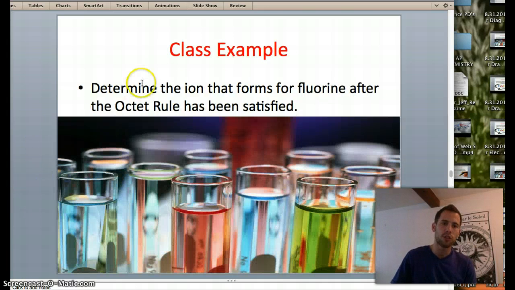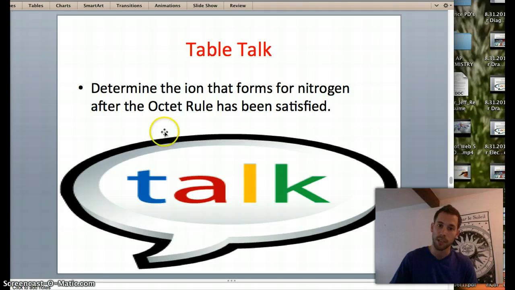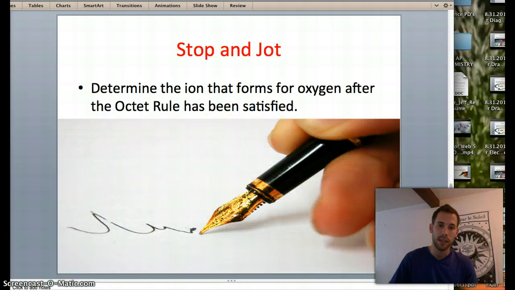So here, I want you to try out determining the ion that would form for fluorine after the octet rule is satisfied by drawing the Bohr electron configuration diagram, adding or subtracting the appropriate number of electrons, and finding out how many negatives it has gained or lost. If you want to find the answers, you can find them in some of my other YouTube videos as well. Try the one for nitrogen and for oxygen before you have finished this lesson for the day.